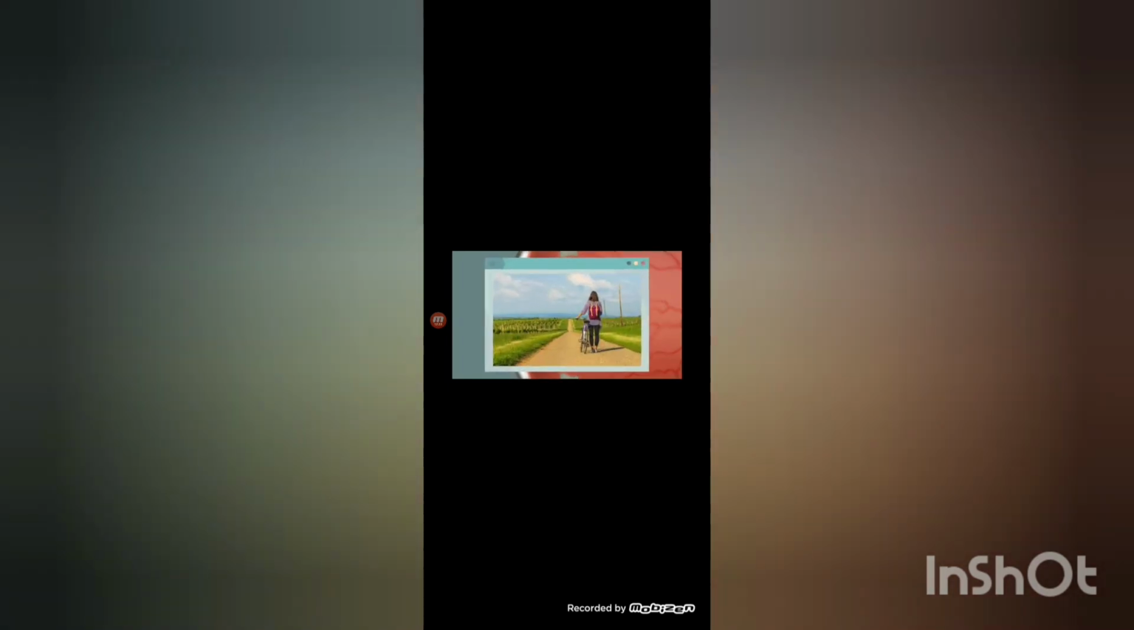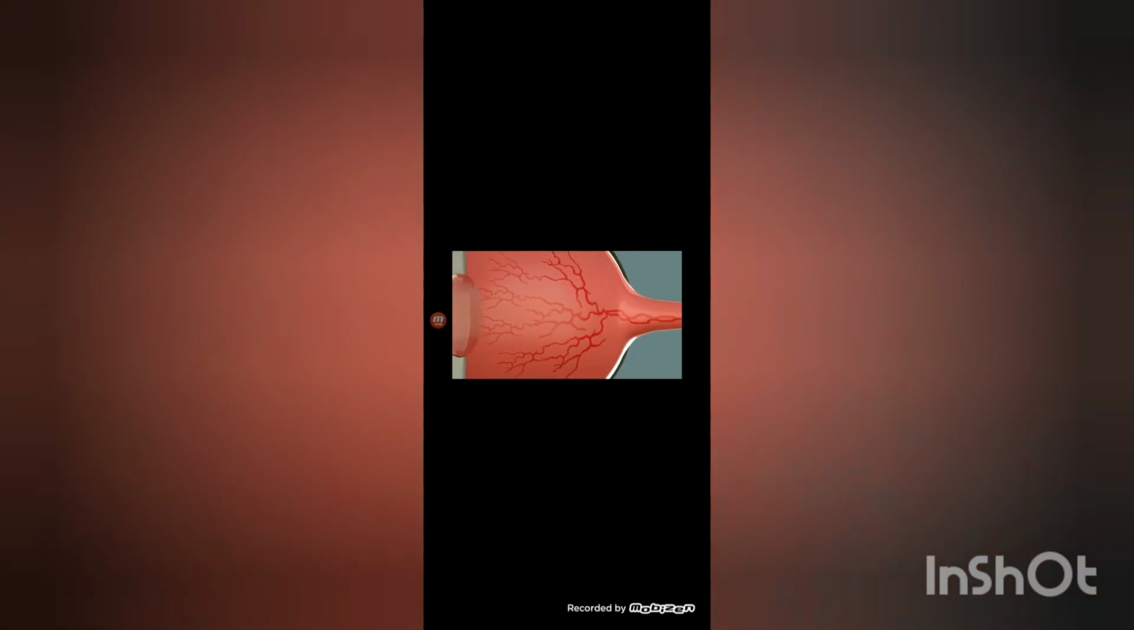As we grow older, the eye lens may start losing this ability. That's why elderly people have blurred vision. We call this eye fatigue or cataract. The optic nerve is like a messenger. It carries the visual information from the retina to the brain.